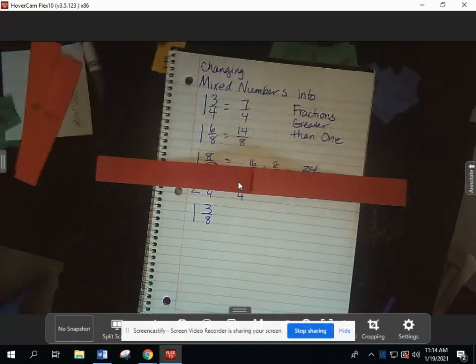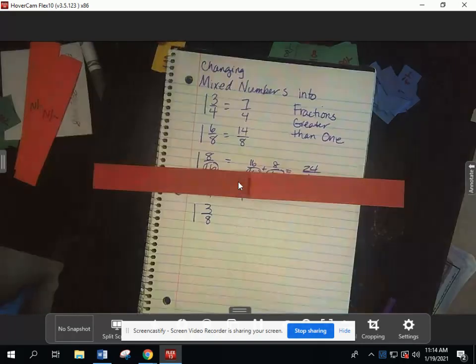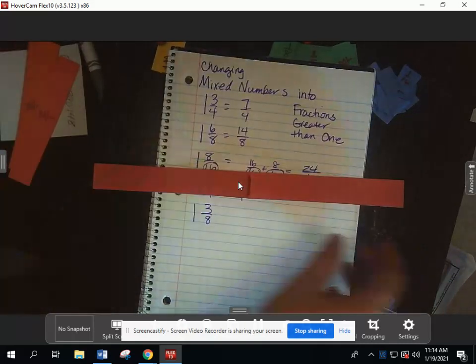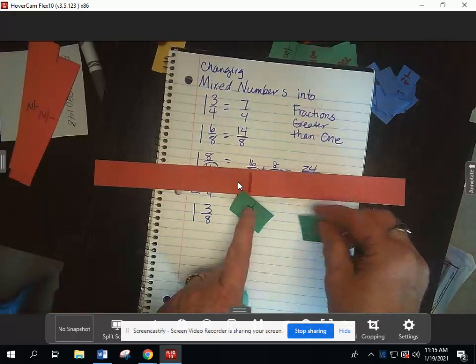We need 8. Yeah, I see some people have it written down. Some people I've already heard say that they know. If I have a fraction, oh goodness, if you could only hear some of the conversations going on here, because we have some really good ones happening.